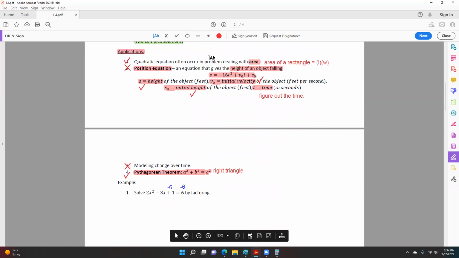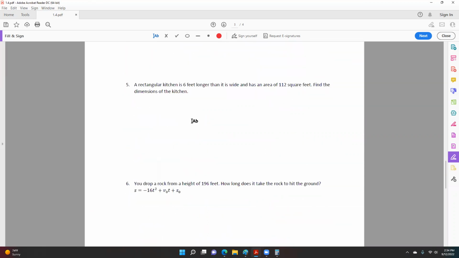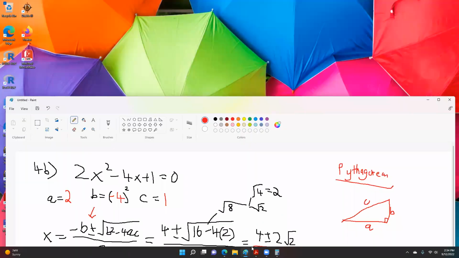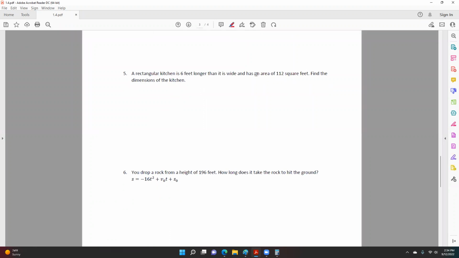So let's take a look at the first type of application problem that uses the area formula, which is question 5. Okay. So question number 5 is telling us that we have a rectangular kitchen, which is 6 feet longer than its width, and the area of this rectangular kitchen is given by 112 square feet. The question wants you to find the dimensions of this kitchen. When they ask for dimensions, it means I want you to figure out the length and the width.